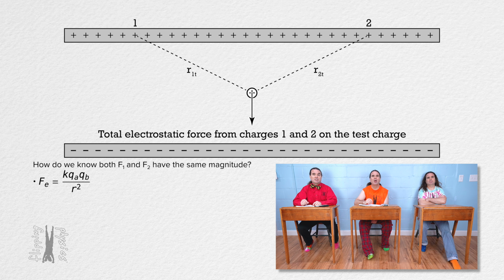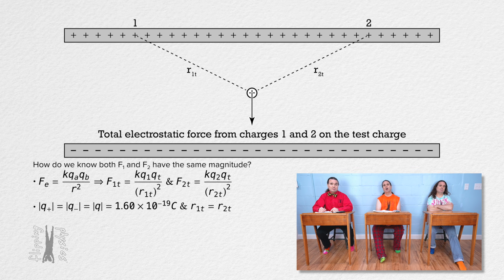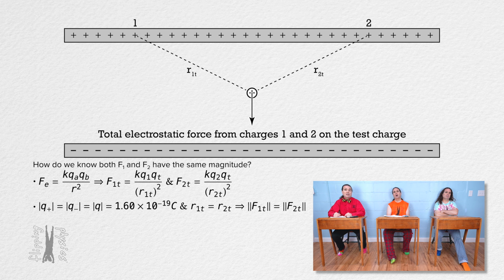All divided by the square of r, the distance between the centers of charge. One of the charges in each of the two equations is the test charge, and the other charge is charge 1 or charge 2. As Mr. P mentioned earlier, the absolute value of all of those charges are equal, and r, the distance each charge and the test charge are apart, is the same for both forces. That means the force from charge 1 on the test charge and the force from charge 2 on the test charge are equal in magnitude.